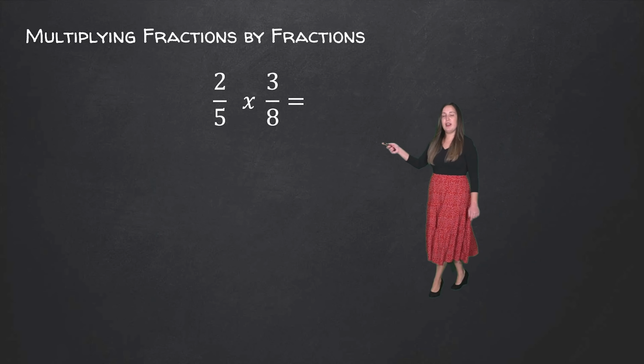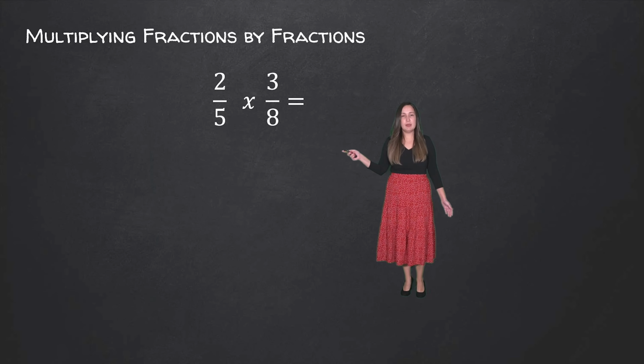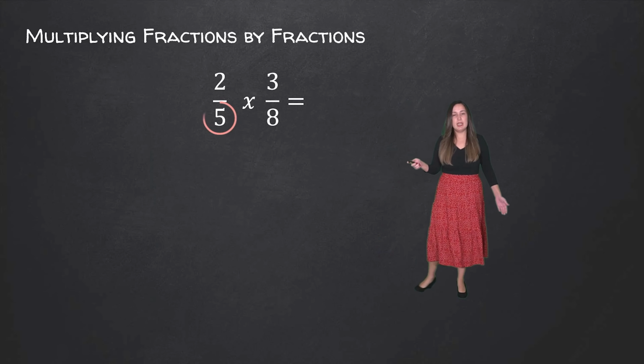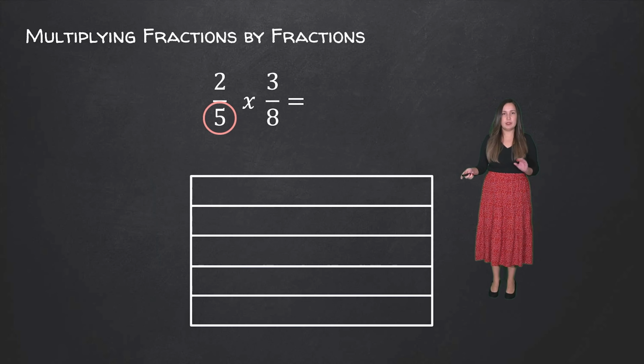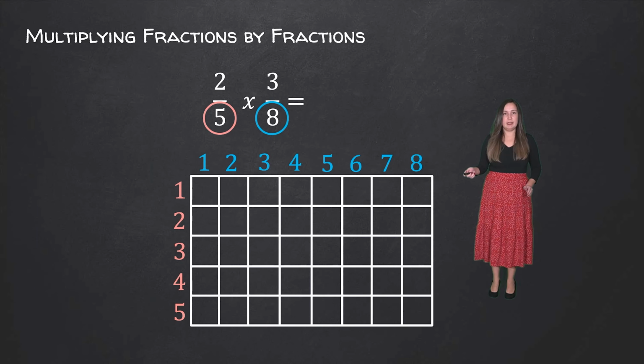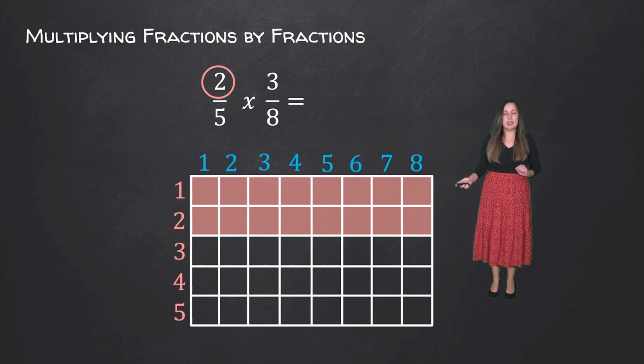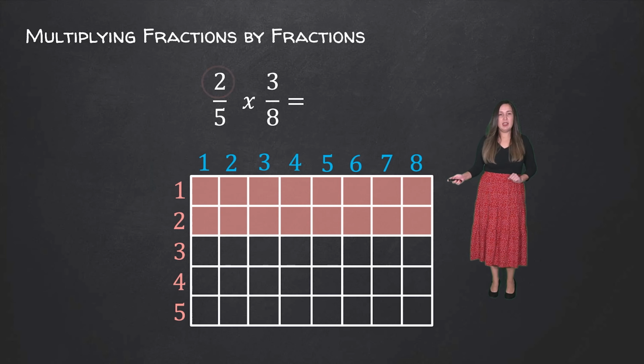Now here we have our final example. 2 out of 5 times 3 over 8. We're going to take our rectangle and split it up into 5 equal parts horizontally. So that's 5 equal parts. And then split it up into 8 equal parts vertically. So that's our 8 equal parts. And for 2 out of 5, we're going to shade in 2 pieces out of 5 horizontally. So that's 2 out of 5 shaded. And for 3/8, we're going to shade in 3 out of 8 parts vertically.